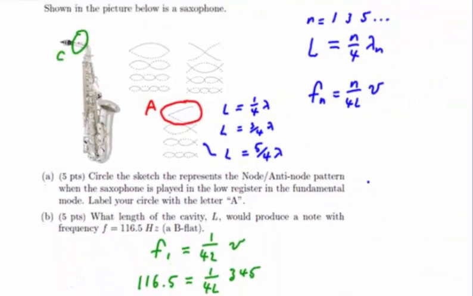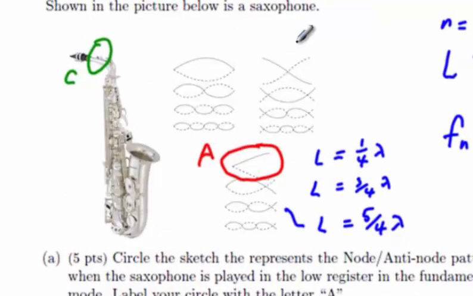We'll label the circle surrounding the part of the saxophone that opens to create an octave as part C, as shown with the green circle. And then finally in part D, we're asked to circle the node pattern of the saxophone playing one octave up, not the fundamental but the second mode, and that's found here.